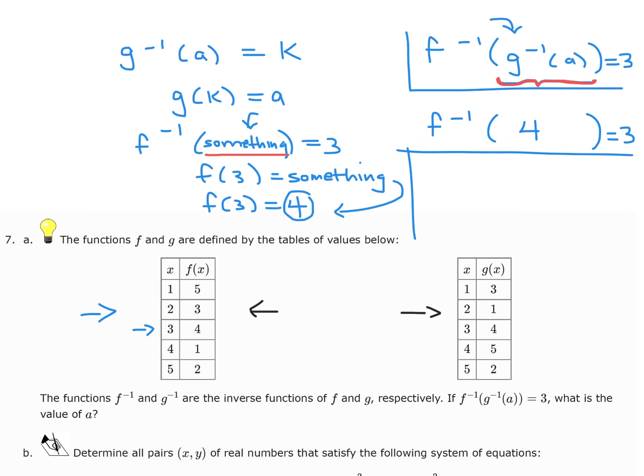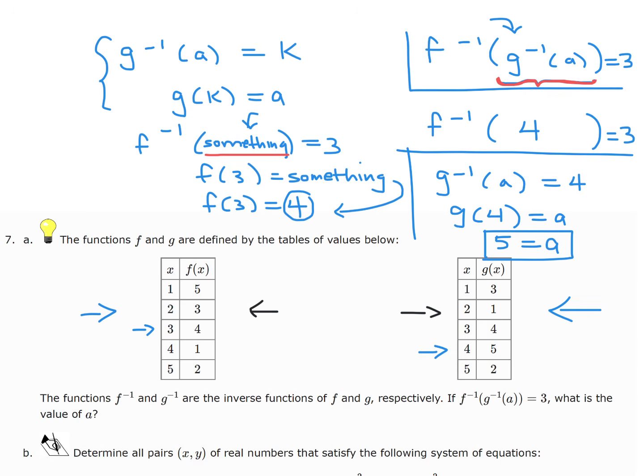Finally equating, that means that g at minus 1 of a is equal to 4. Using the inverse relationship, that means that g at 4 is equal to a. And then that's where we go back to that table. When x is 4, g at 4 is 5, and therefore 5 is equal to a. So as you can see, you just have to know the definition of inverse functions and then use these tables to figure out the values.